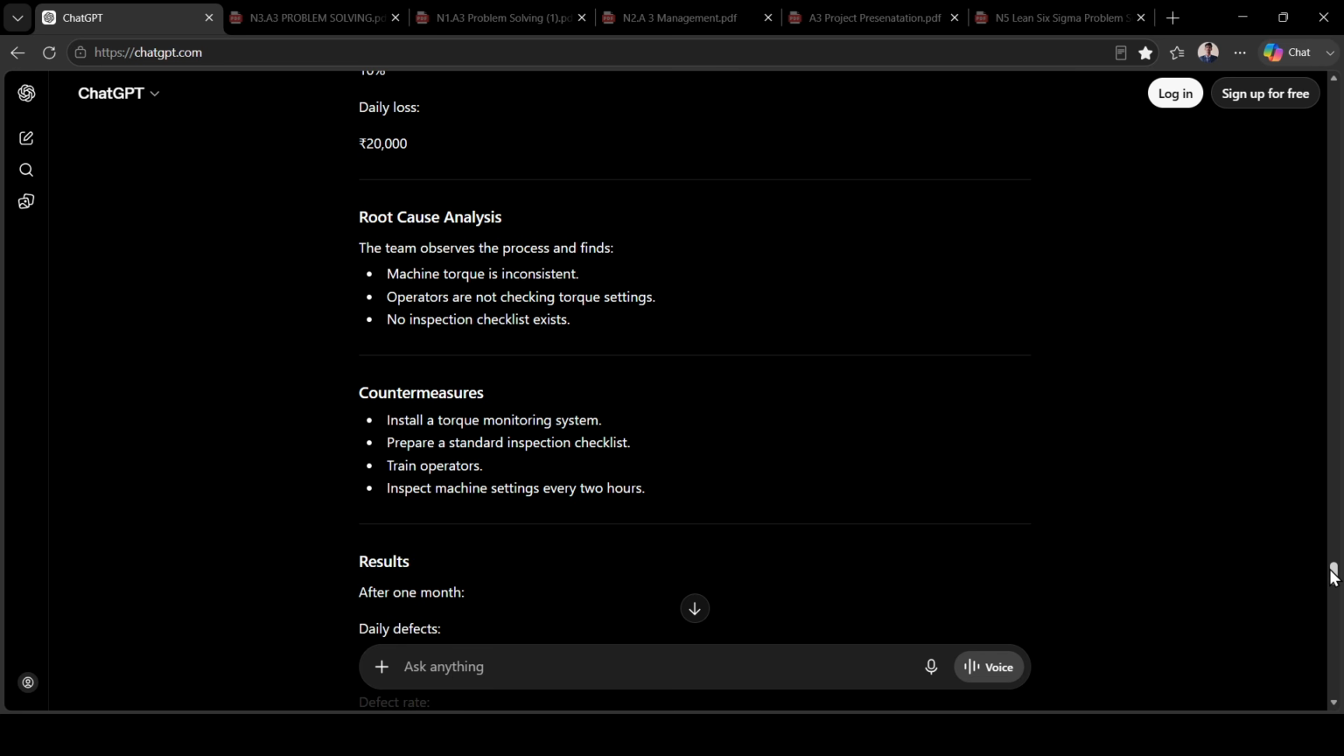Countermeasures: install a torque monitoring system, prepare a standard inspection checklist, train operators, and inspect machine settings every 2 hours.